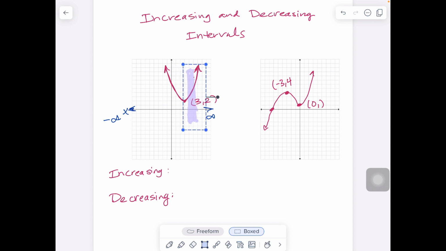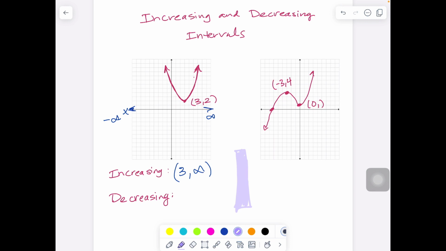Okay, so the increasing interval is from here all the way to positive infinity. So the increasing interval is from 3 to positive infinity. And I put a parenthesis on that because, like I said a minute ago, if an ant was standing on it, it would not be up or down, it would just be flat. So the increasing interval is where it is going up, and it's going up from 3 to infinity.